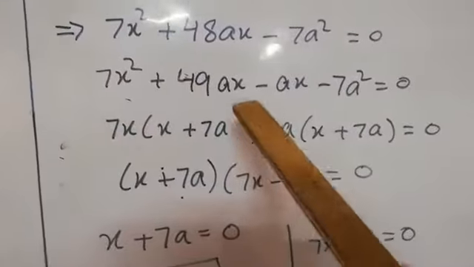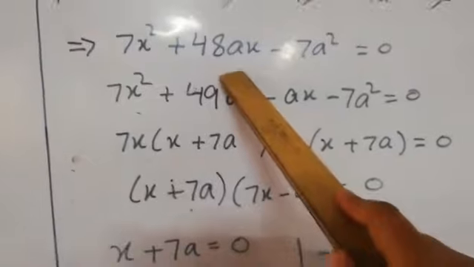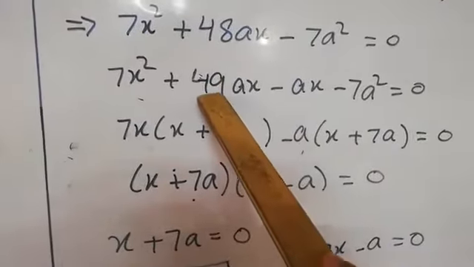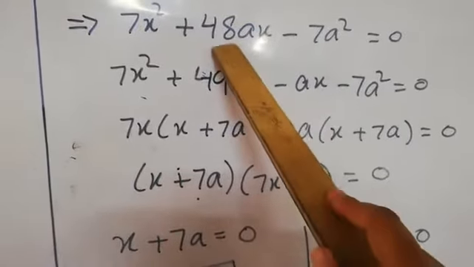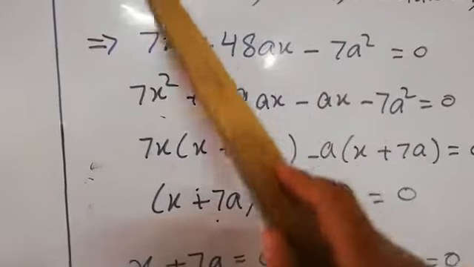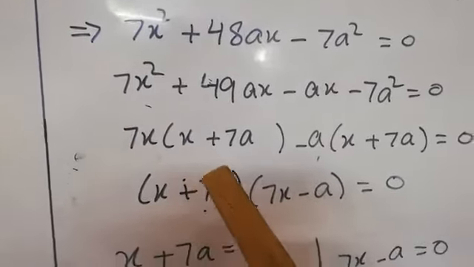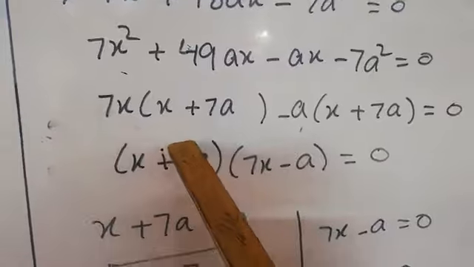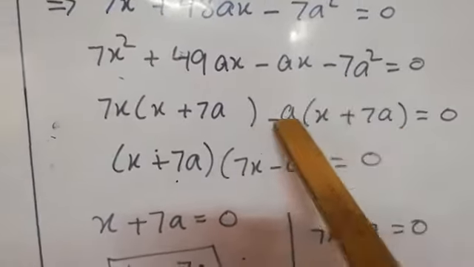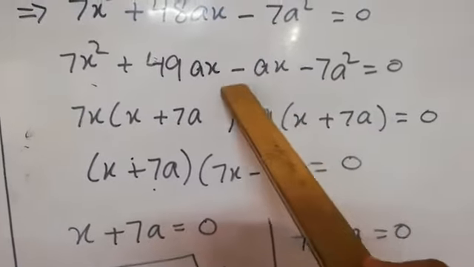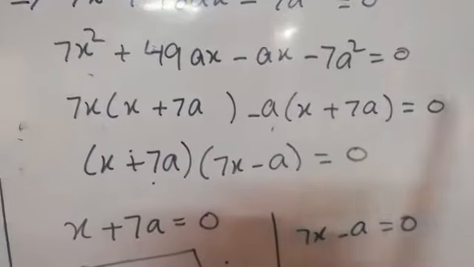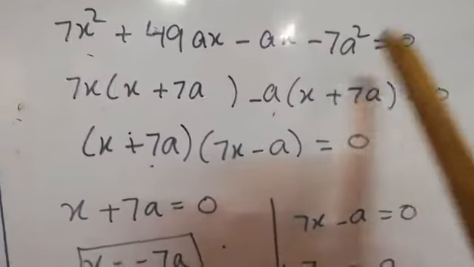And then this is again factorized by using the middle term break. 49ax minus ax will become 48ax, and 49 ones are 49, like this 7 sevens are 49. So by taking 7x as common, we will get x plus 7a. Here we will take a as common and get x plus 7a, because when we take minus as common, then we change the sign of the values which are inside the bracket.